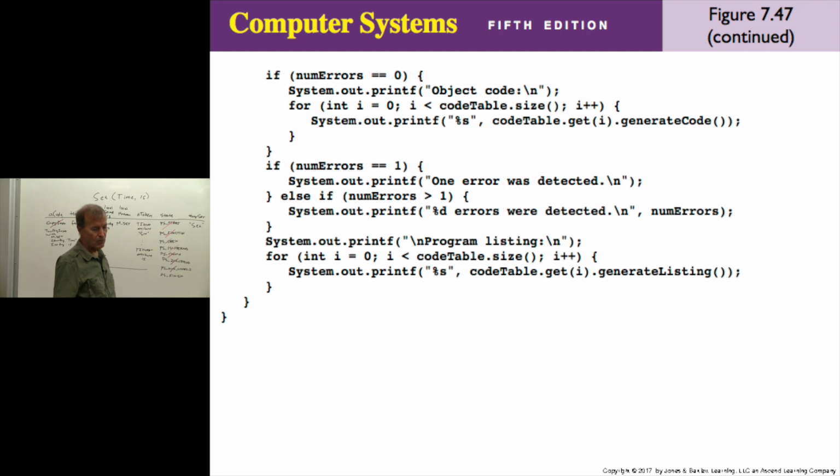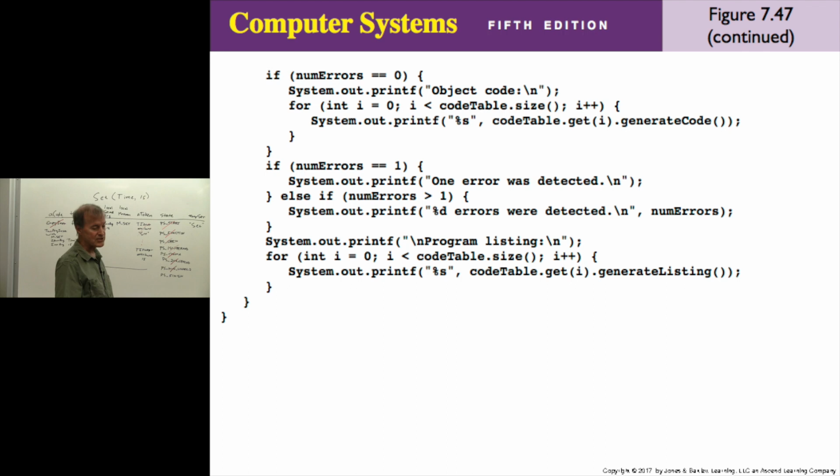Now, what you should do for your code this time is, you see this code where it says if num errors equals 0, system.out.print object code, and then for ints, and so on. That if statement you should comment out, or just not even have it in your code yet, because we're not doing the code generation. Are you with me? But the rest of it can be just exactly like this.